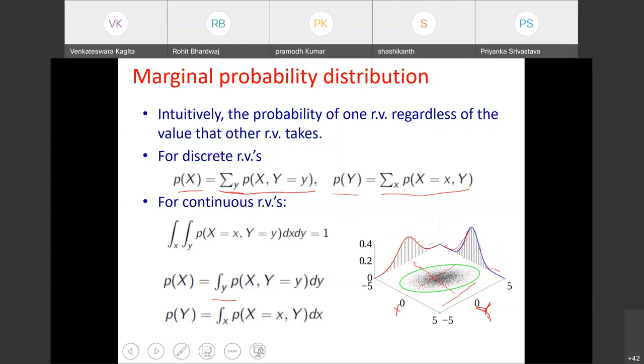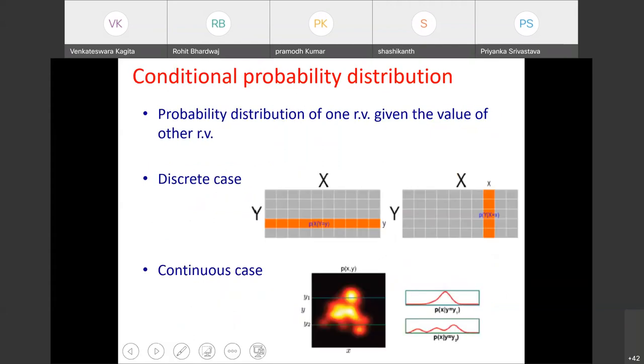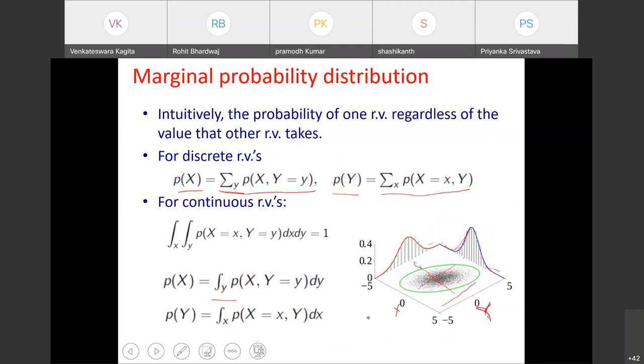Excuse me, sir. Yes. Sir, can we say that these are just like partial derivatives, only it considers probability distribution? Where is the derivative? No, integrals. I am asking whether the way partial derivatives work is similar to how the marginal probability distribution is working.